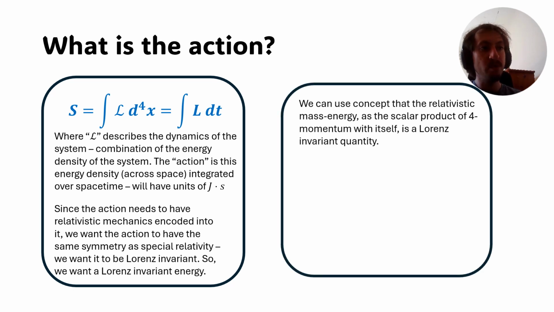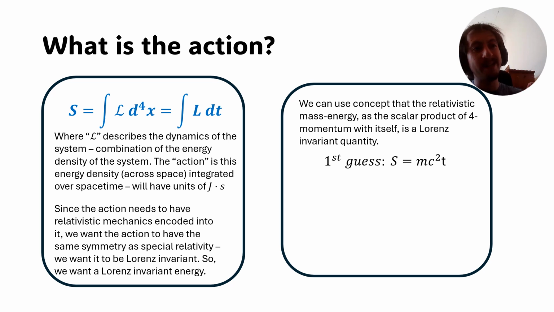So, we know energy is not always going to be a Lorentz invariant, but one type of energy that will be is the rest mass energy, because the rest mass energy is the result of taking a scalar product of a 4-vector with itself, and special relativity tells us that the scalar product between any two 4-vectors is a Lorentz invariant quantity. So the rest mass energy, mc squared, is going to be Lorentz invariant, so we might guess that the action is mc squared times time t.